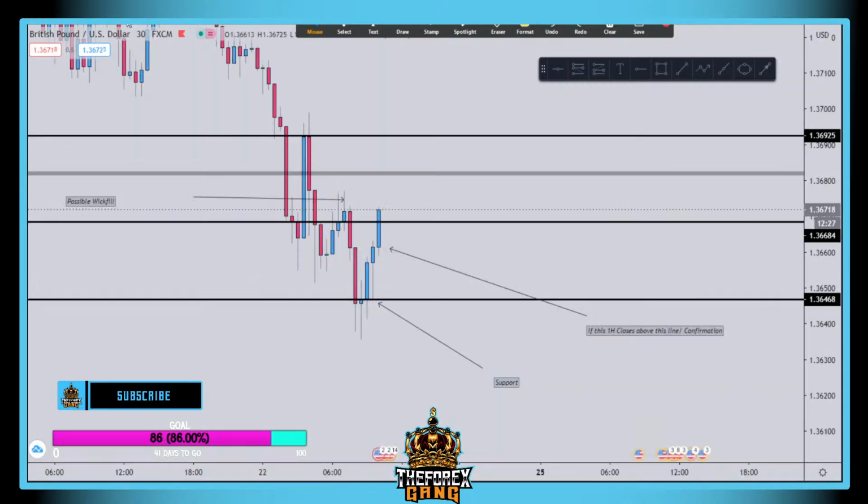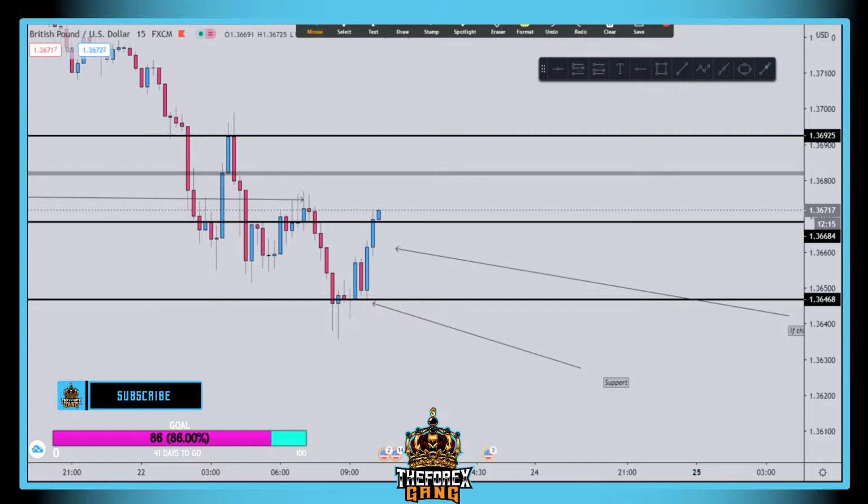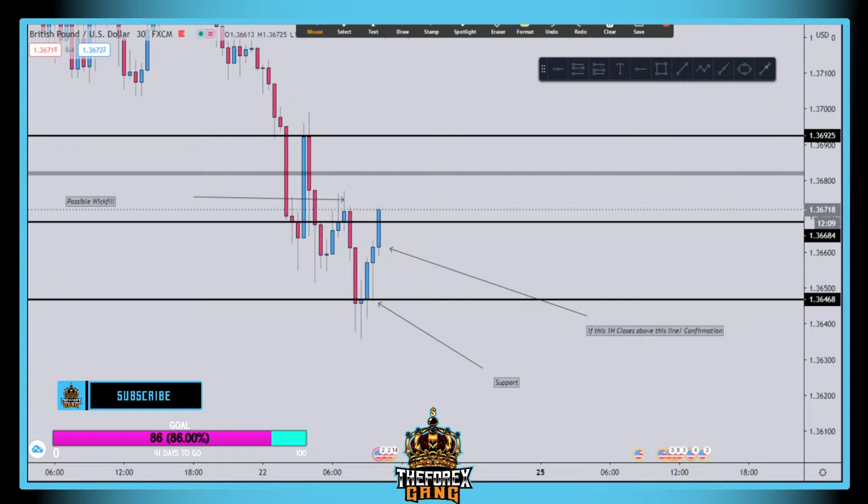Yeah, if we wait for the 30 minutes to close just above this line and then we get the next 30 come down a little bit, or even just entering when this closes. Yeah. Confirmation.